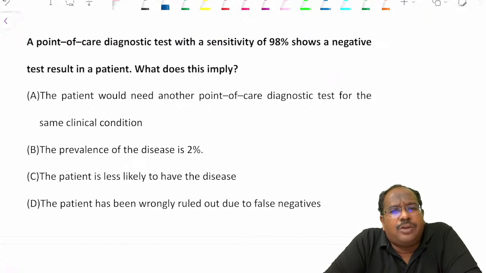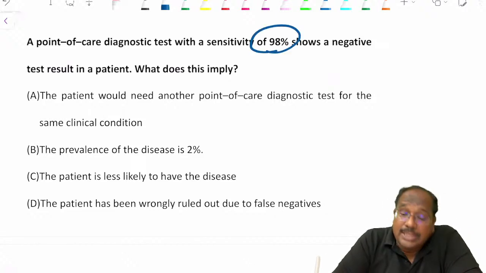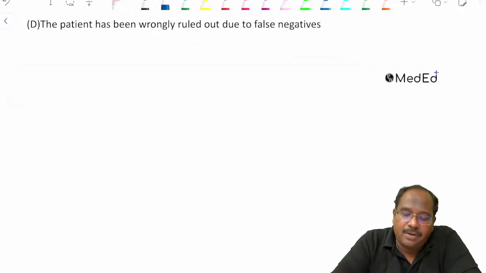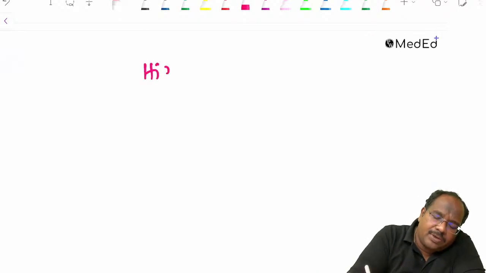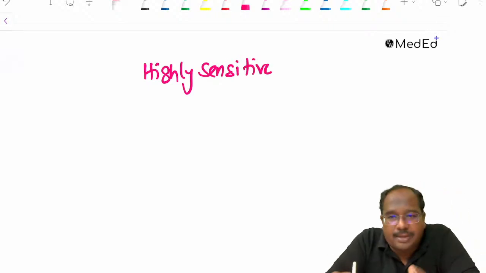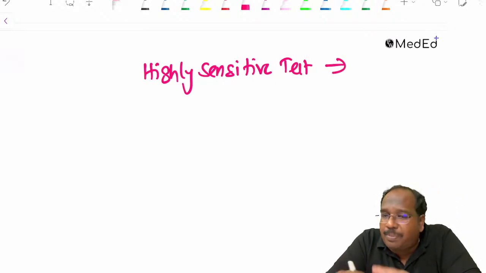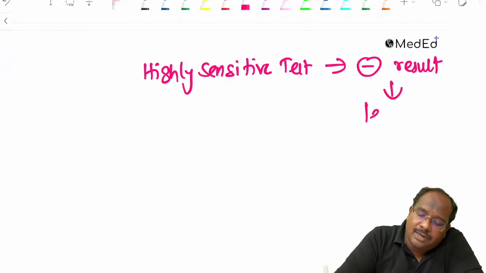A point of care diagnostic test sensitivity is 98%. It was a negative result. Okay, fine. What does this imply? How to interpret the results? Look here, a highly sensitive test. Which result to take? In a highly sensitive test, the positive result doesn't matter, so we have to take the negative result. Negative result means less likely to have the disease.